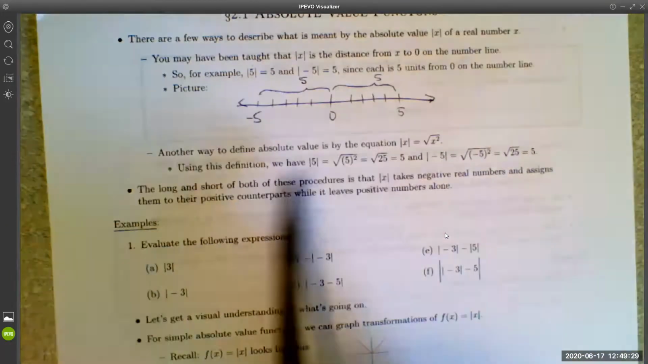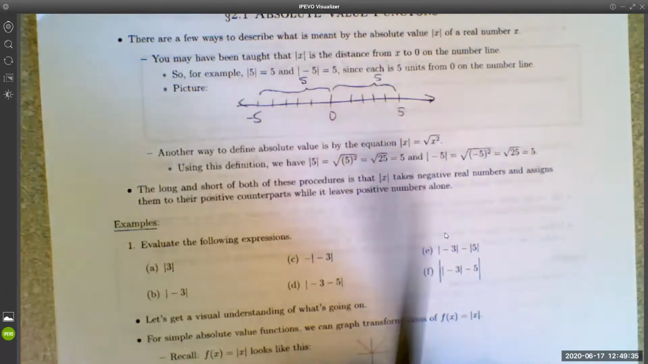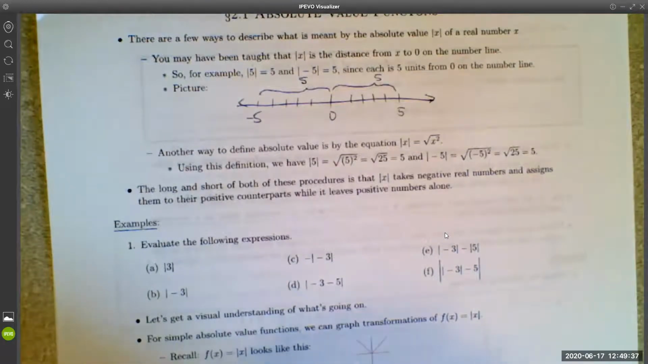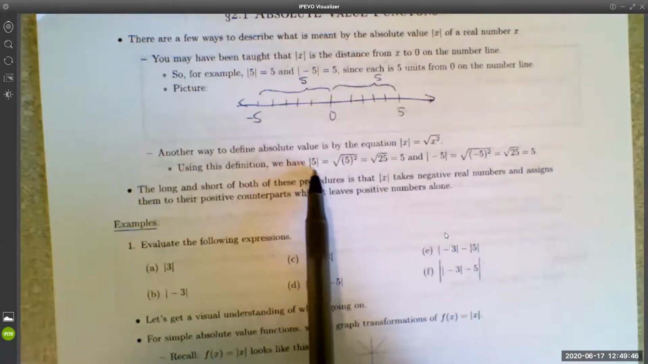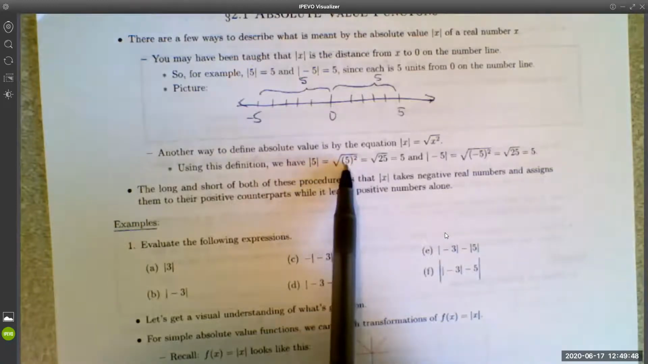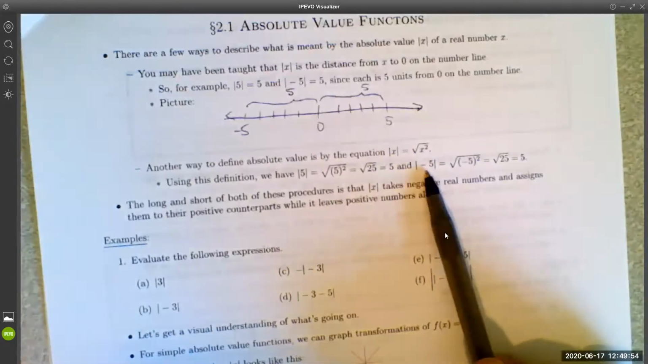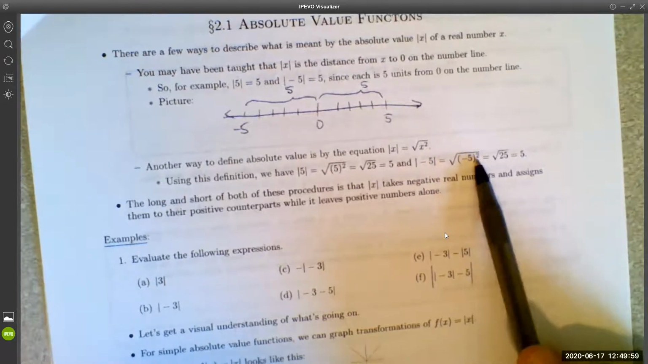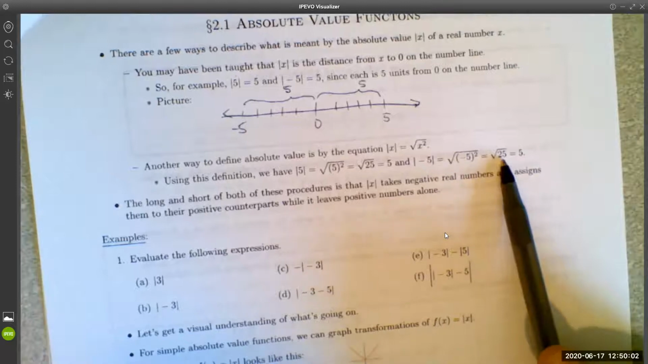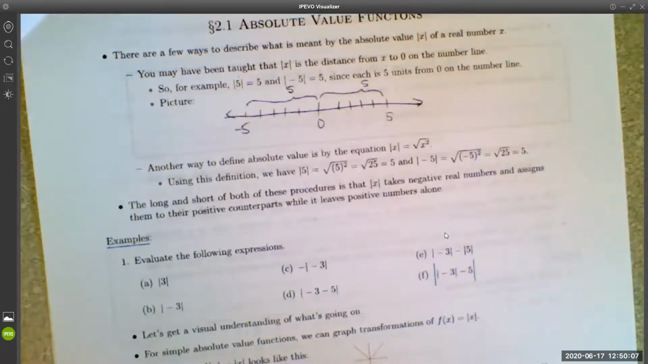Another way to define absolute value is to use this equation, right? Absolute value of x is defined to be the square root of x squared. That's maybe a little bit more strange to you, but to show you that it still works, using this definition to calculate absolute value of 5, we would say, well, this is the square root of 5 squared. 5 squared is 25, square root of 25 is 5. Meanwhile, absolute value of -5, this would be square root of (-5) squared. (-5) squared is -5 times -5, that's still positive 25, and then square root of 25 is 5. So that definition also works, right? It's also a good definition.